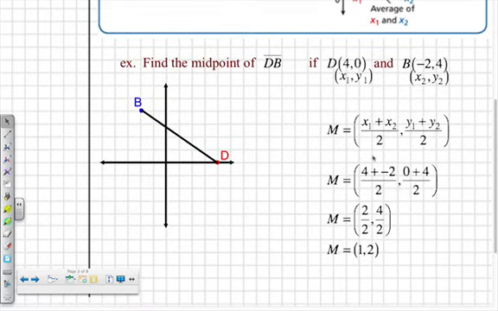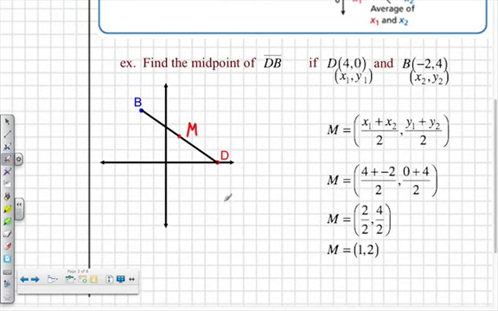Now here's why that picture I think is so important, because now we want to look at this picture and say, alright, if I look at the point 1, 2, that's right here, does it seem reasonable that that's right in the middle of the segment?